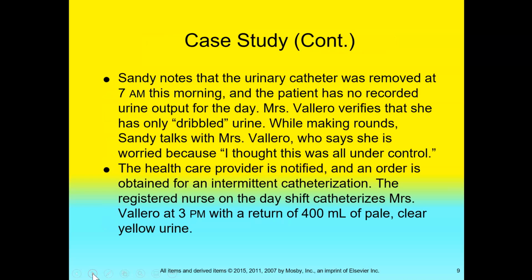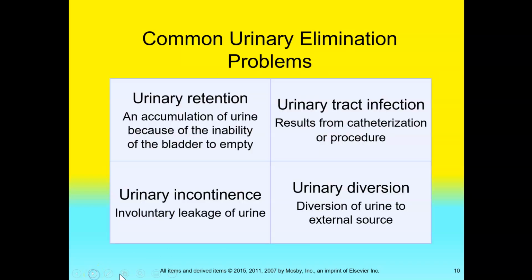So Sandy notes the urinary catheter was removed. Remember Miss Valero that we talked about earlier? They noticed that she had only dribbled a little bit of urine, so the healthcare provider decided to do an intermittent catheterization on her. The registered nurse on the day shift catheterizes Miss Valero at 3 p.m., when the catheter had been removed around 7 a.m. They noticed that she had 400 milliliters of pale, clear yellow urine. So she had been retaining some urine.